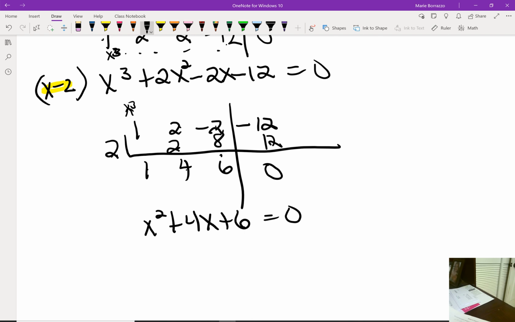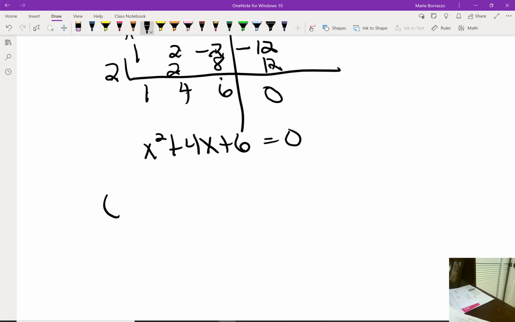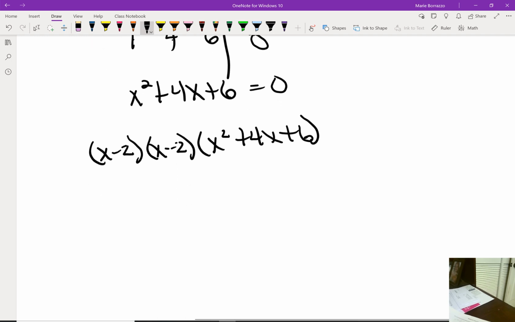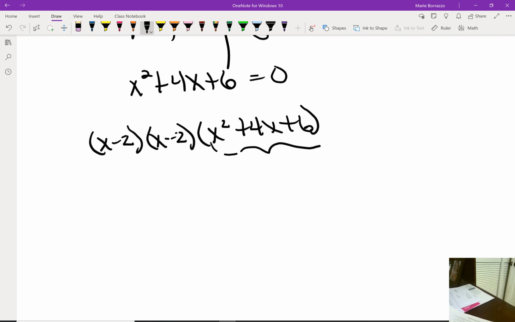At this stage, I know I have at least 2 factors. So I have x minus 2, I have x minus 2. Okay. And I have what's left over, which is my x squared plus 4x plus 6. Can you think of factors that would help me solve this? And in this case, we're left with this prime trinomial.